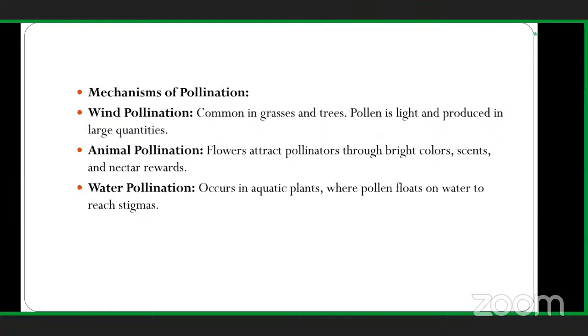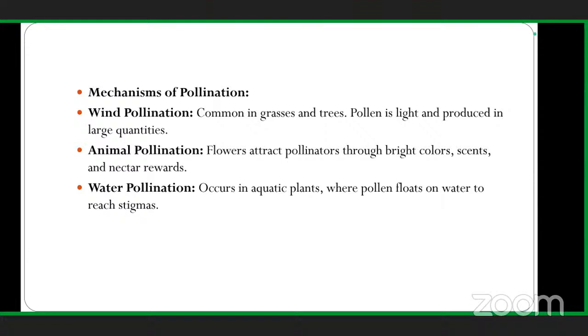So, mechanisms of pollination. Wind pollination is common in grasses and trees. Pollen is light and produced in large quantities. Basically, in angiosperms, grasses and also some trees possess this wind pollination. In wind pollination, the pollen is very light so that the wind can carry it. If the pollen were very heavy, how could the wind carry it? So it must be light. This is also an adaptation of the plant.